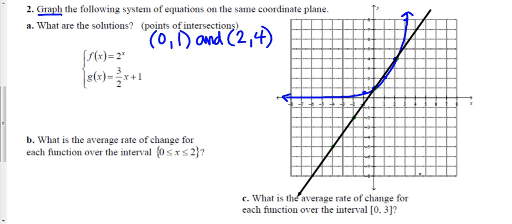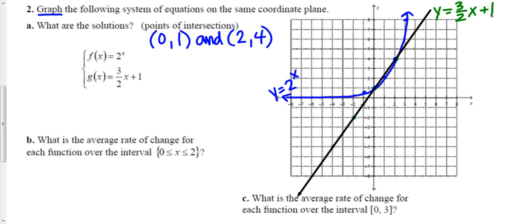Because we are graphing 2 lines on this graph, we're going to just label each line. So this one is going to be y equals 2 to the power of x. My other line I'll label as y equals 3/2 x plus 1. So again, make sure you are doing that.